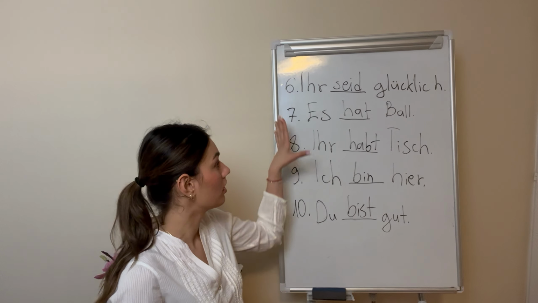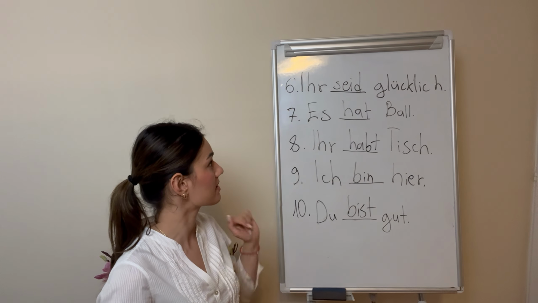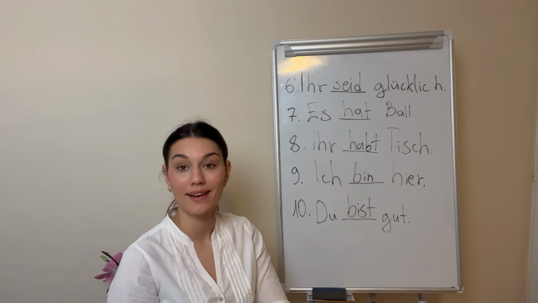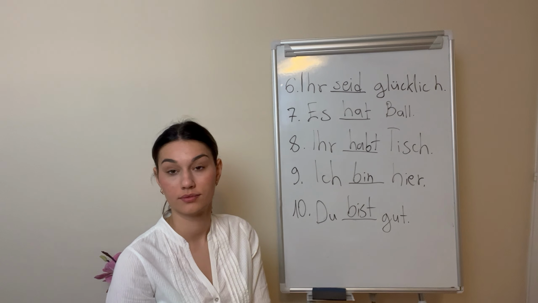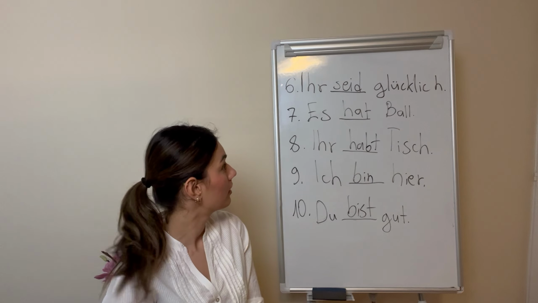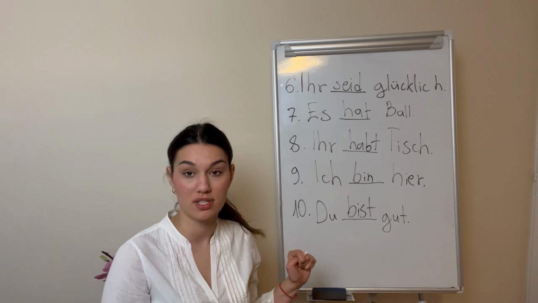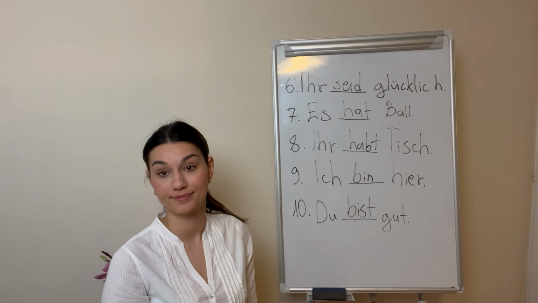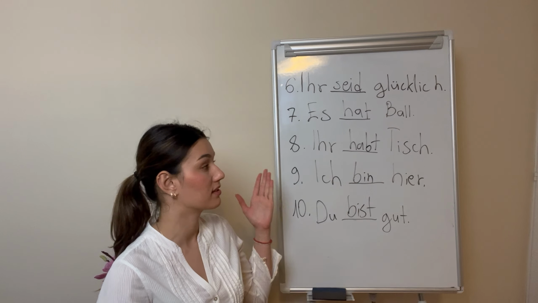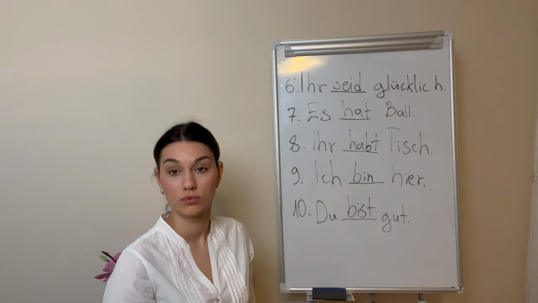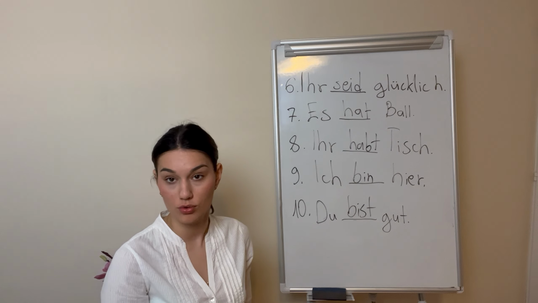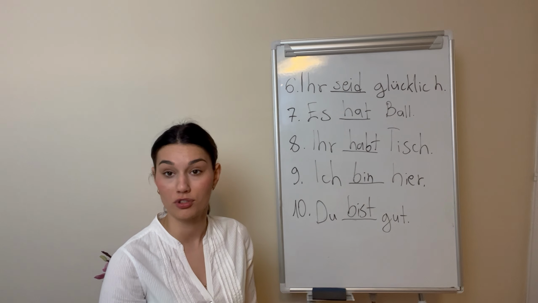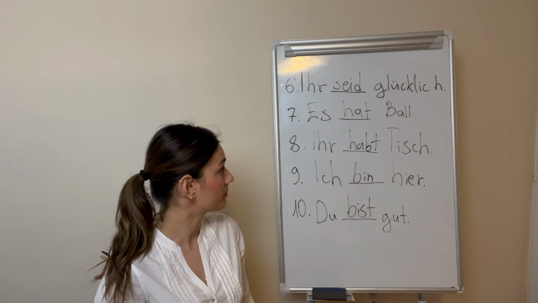So now we will check these exercises. So sixth sentence, can you read it for me? That's right. Ihr seid glücklich. Glücklich. Can you tell me the translation of that word? Happy. That's right. So can you translate this whole sentence for me? You are happy. That's correct. You as plural form, not singular form. Very important to remember.